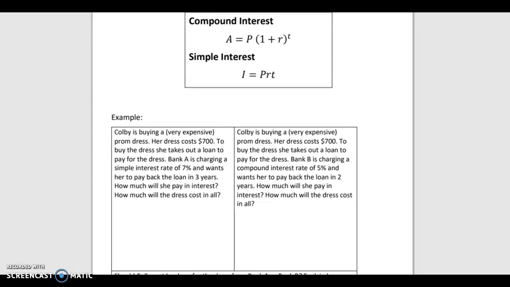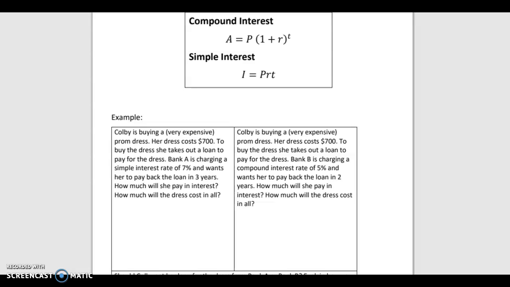I want to first go over what each of the variables stood for in case you forgot those. So A stands for our total. This is going to be our principal plus our interest. P stands for our principal. That's the money that's either being invested, the money that's being saved, or the money that's being borrowed. It's whatever I'm starting off with.